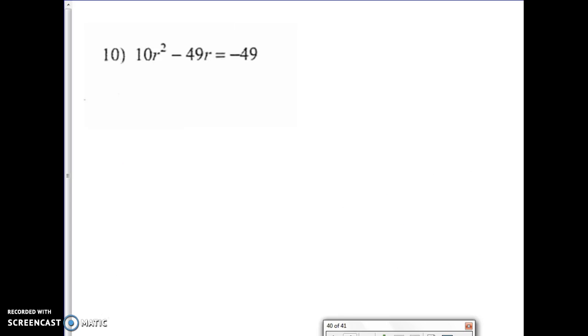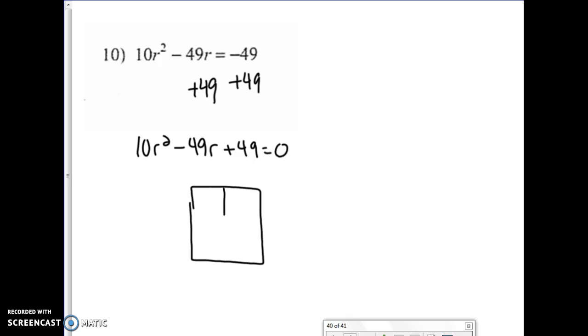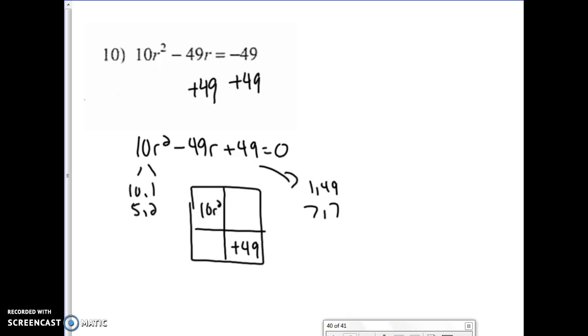The same idea, I want to get one side to be 0. Because I already have a v squared on the other side, I'm going to add 49 to both sides. So right now I got 10r squared minus 49r plus 49 equals 0. So I'm going to factor out this expression. I'll make a box just so I could see it better. I got a plus 49, and then I got a 10r squared right here. So what gets me 10? 10 and 1, and 5 and 2. And then 49 is 1 and 49, 7 and 7. I'm going to just stick with 7 and 7 right here and here.